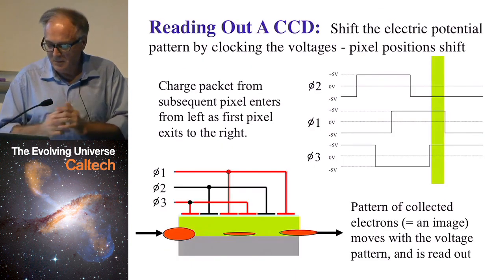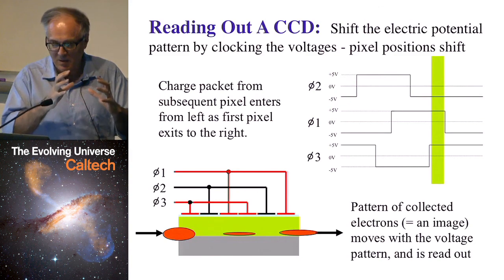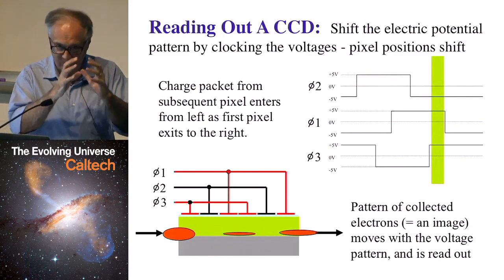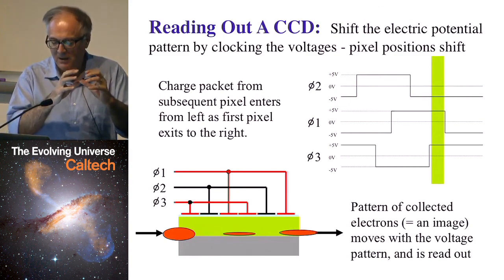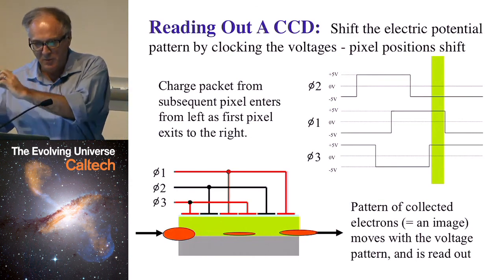And this is a schematic diagram. So you have this blob of electrons that have been accumulated through photoelectric effect, and then it just moves, and it's read out.